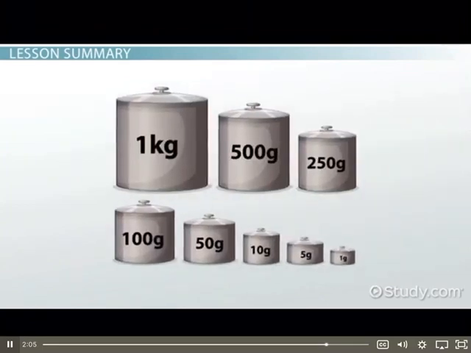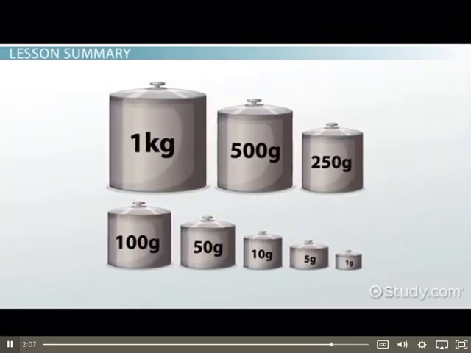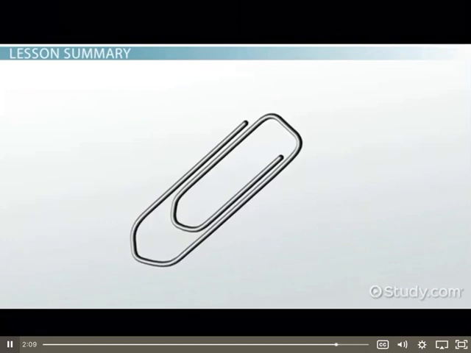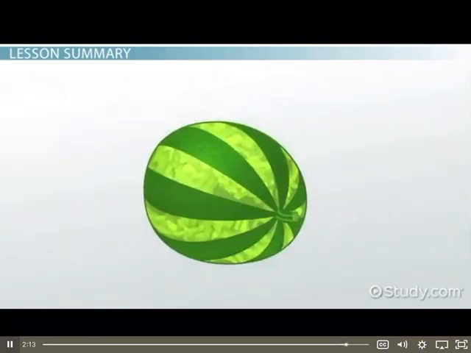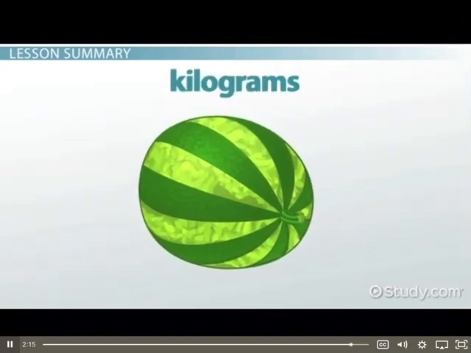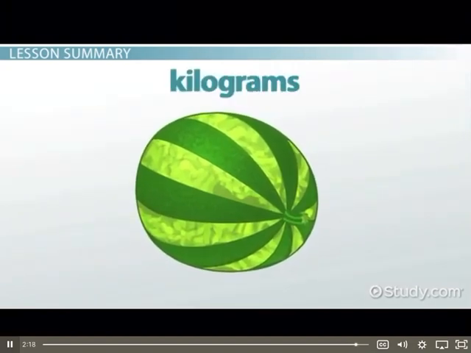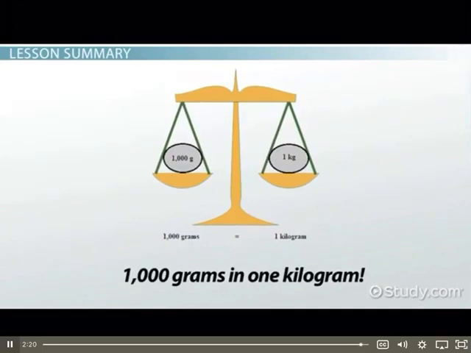When it's time to measure an object, it's important to know what unit of measurement you should be using. If the object is small and lightweight, grams will give an accurate mass measurement. And if the object is larger or heavier, you may want to use kilograms. That's because the kilogram is much larger. There are 1,000 grams in 1 kilogram.